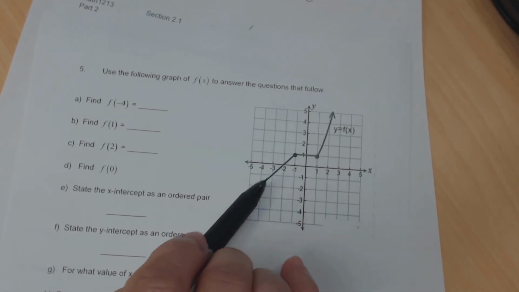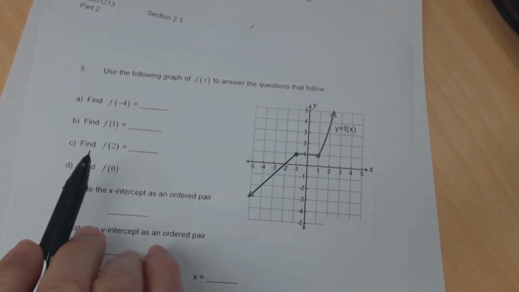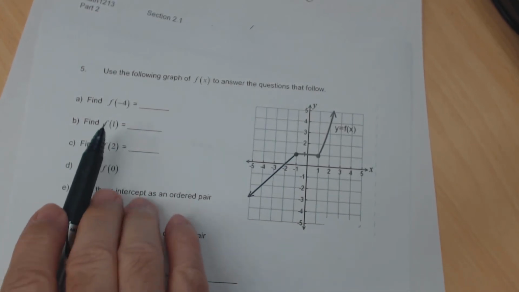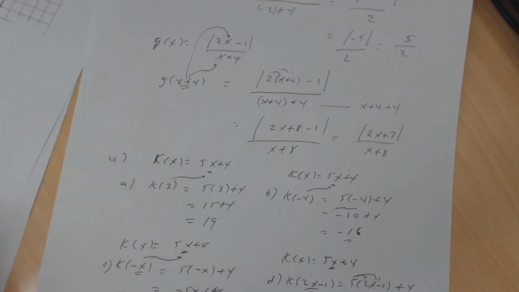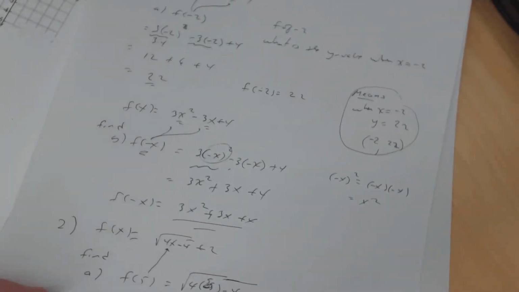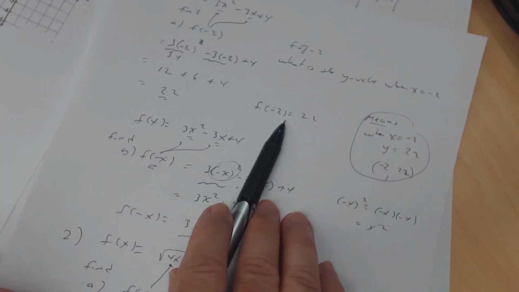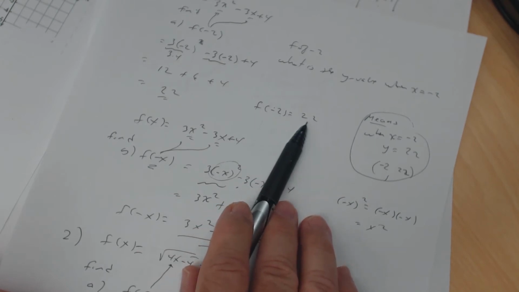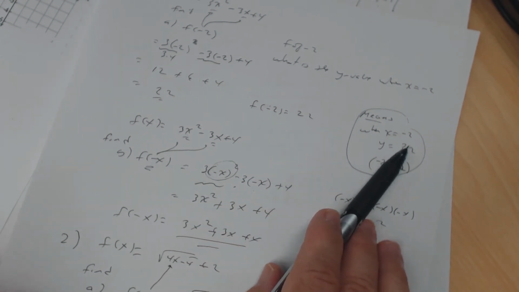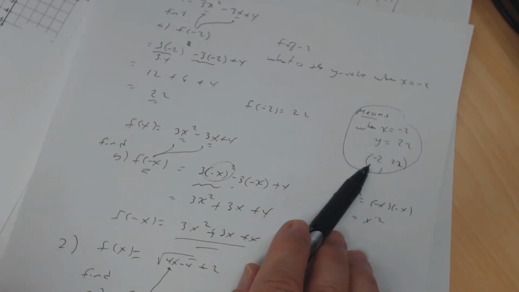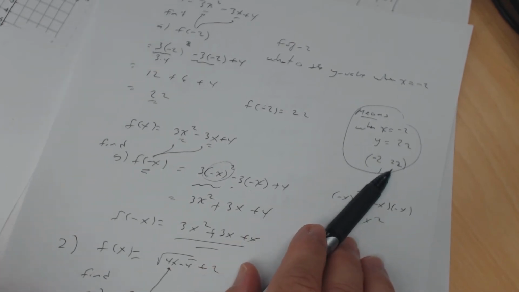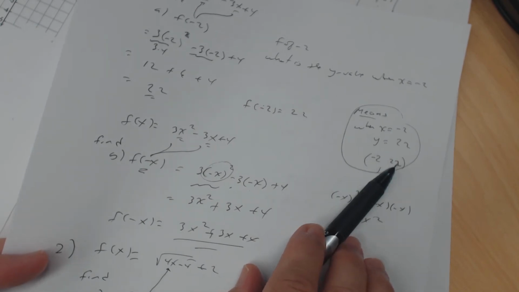So this time you're given a graph of a function, and you want to find each of these. So you want to find f of negative 4. So remember what we talked about earlier when we did this. We said that f of negative 2 equals 22, that means that when x is negative 2, your y value is 22. So as an ordered pair, that's negative 2, comma 22. X is negative 2, y is 22.